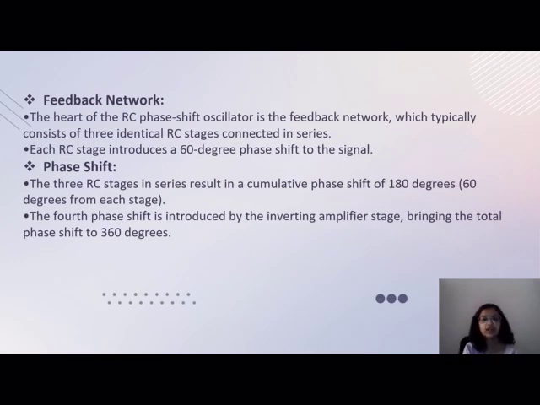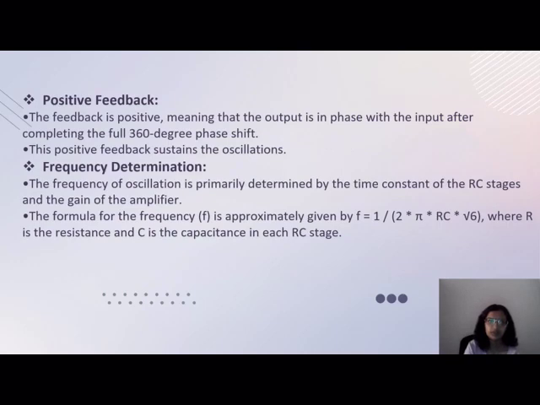The inverting amplifier stage in the circuit introduces the fourth and final 180-degree phase shift, completing a full 360-degree phase shift for sustained oscillations. Positive feedback characterizes the RC phase shift oscillator, ensuring that the output remains in phase with the input, completing the full 360-degree phase shift and sustaining oscillations. The sustained oscillations are a result of the positive feedback mechanism in the circuit.